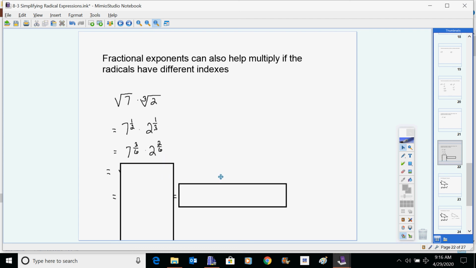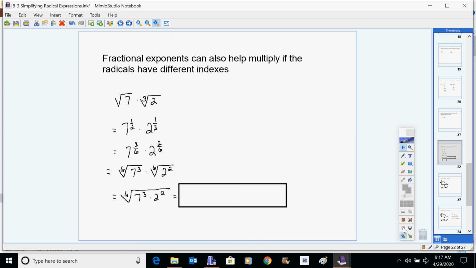Now, we don't have like bases, so we're not going to add our exponents, but here's the thing. Because now we have common denominators, this is our index. We now have the 6th root of 7 to the 3rd and the 6th root of 2 squared. Exponent, index. Now we have the same index, which means that you can put it under the same radical.